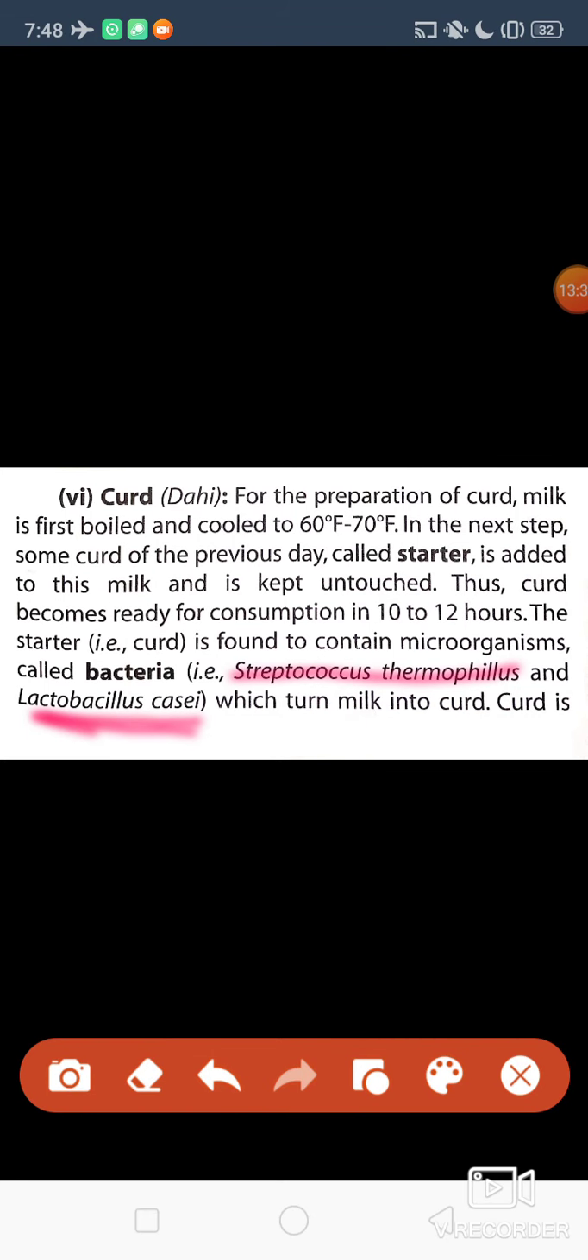Now I was telling you that milk converts into curd, and bacteria are responsible. What are those bacteria? Streptococcus thermophilus and lactobacillus. But you'll say that we don't see any bacteria in the curd. You are not able to see them with your naked eyes, but if you look with the help of a microscope, then you'll see both these bacteria. They are very small, that's why we cannot see them with our naked eyes. For that we have to use a microscope.